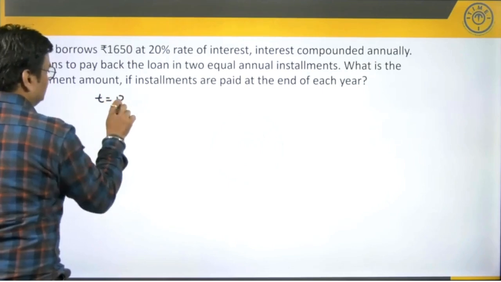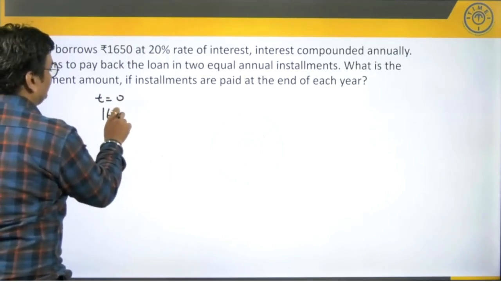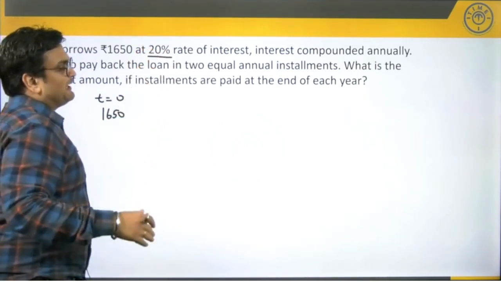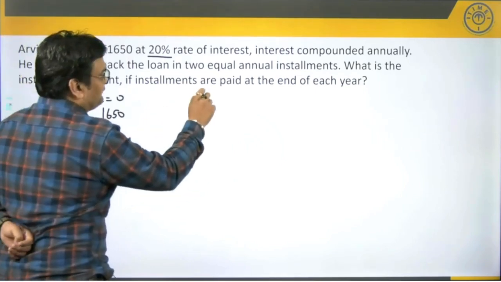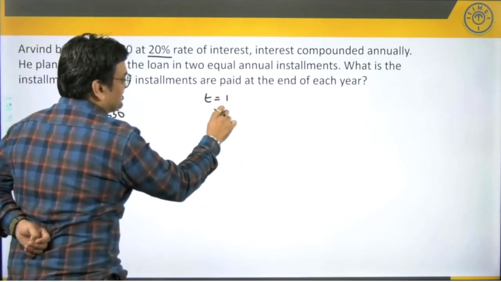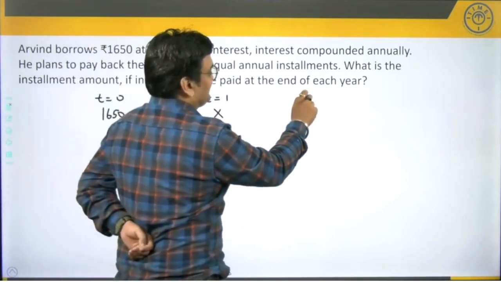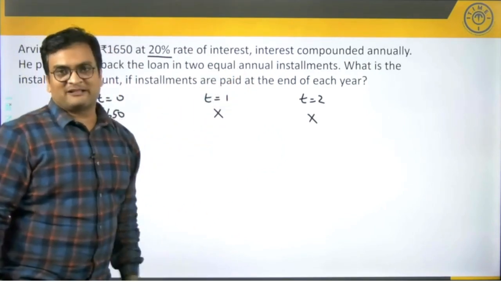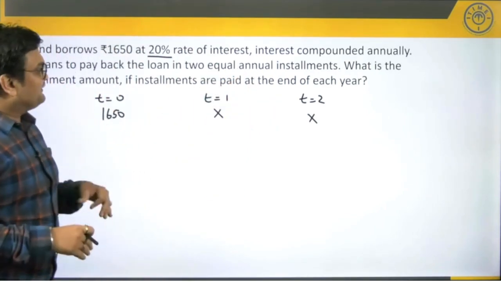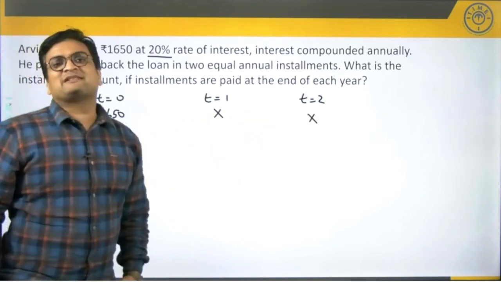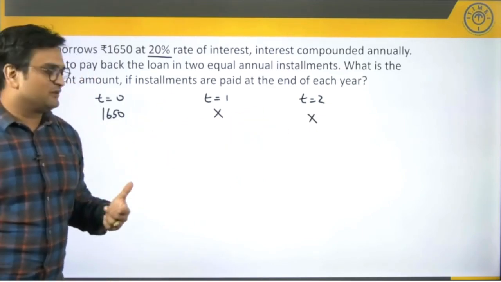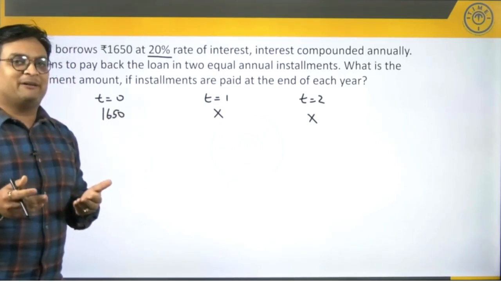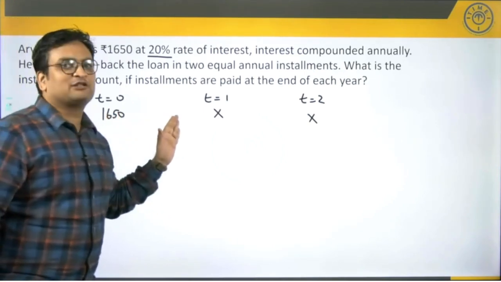At t equal to 0, that is today, I have taken a 1,650 rupees loan at rate of interest 20%. And the plan is to pay it back in 2 years. So after the first year, I'll pay back some amount, let's say the amount is X. After the second year, I'll pay back again the same amount. He says equal annual installments, so X and X. Now you have to find the value of X if these two installments are actually clearing the loan. What do you mean by clearing the loan? Whatever principal I have taken, I have to pay it back. Along with that, I also have to pay back any interest that would have accumulated over these 2 years.